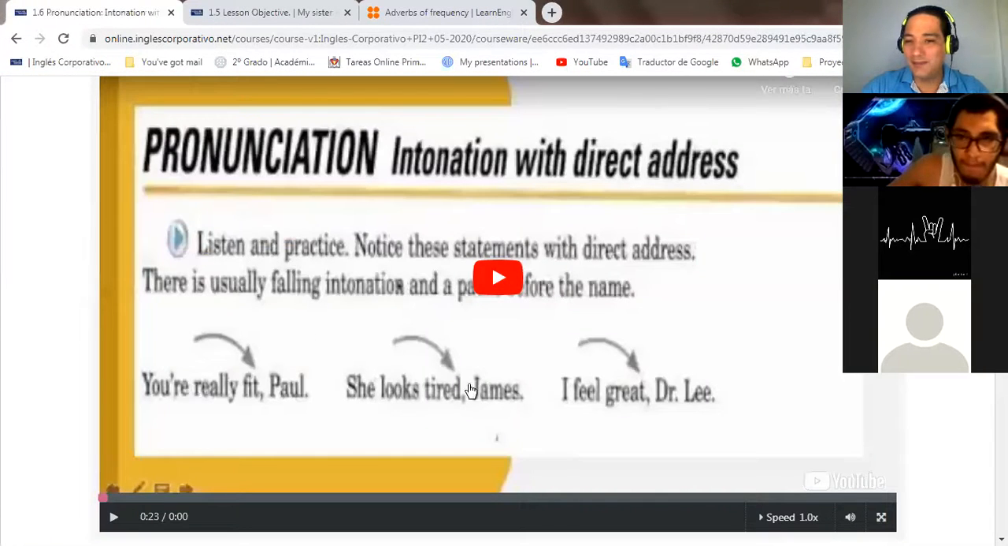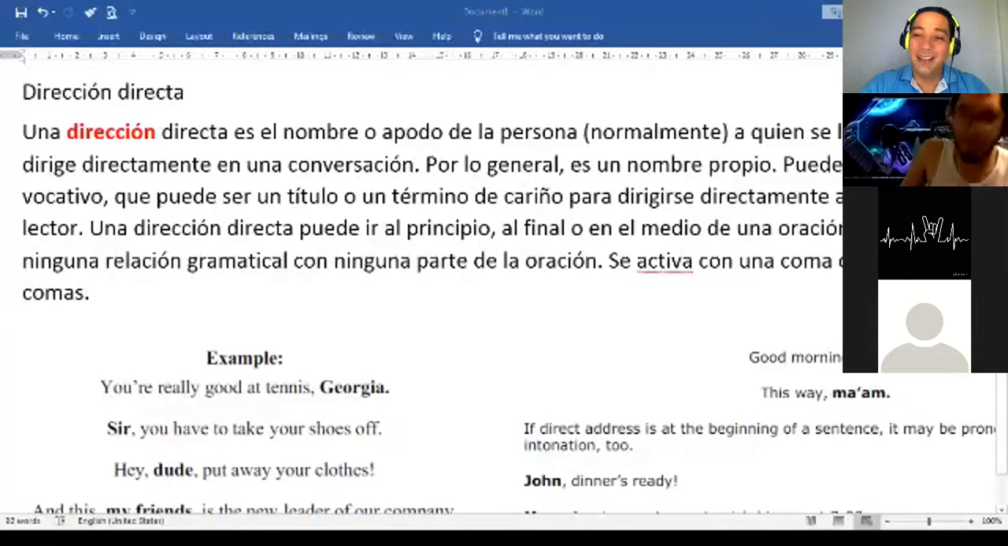Good evening. Okay. So before we get into this, I guess some of you are like, wait, what is that, right? What is direct intonation? Okay, so what is it in Spanish? So we can put it into context.